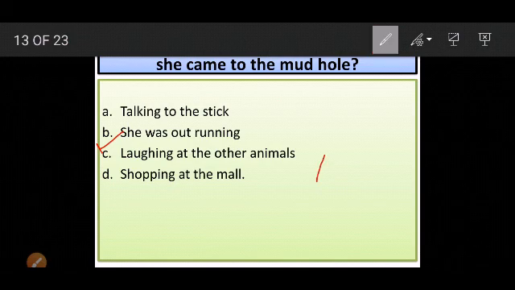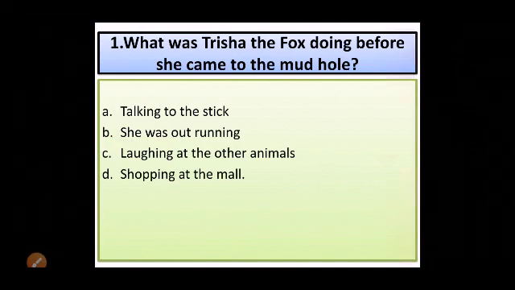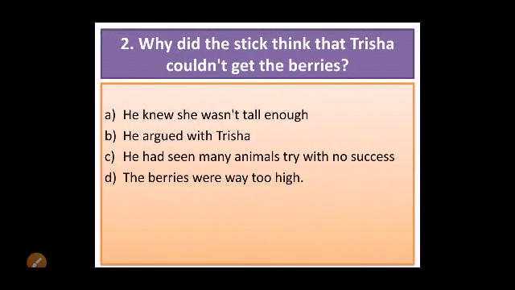Let's see another question. Why did the stick think that Trisha couldn't get the berries? Let's read the options first. A. He knew she wasn't tall enough. B. He argued with Trisha. C. He had seen many animals try with no success. D. The berries were way too high. So what's the correct answer?